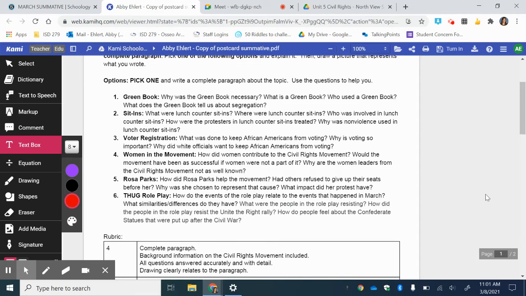Number 4 is women in the movement. So how did women contribute to the civil rights movement? Would the movement have been as successful if they were not part of it? Why are the women leaders for the civil rights movement not as well known? Number 5 is Rosa Parks. How did Rosa Parks help the movement? Had others refused to give up their seats before her? Why was she chosen to represent that cause? And what impact did her protest have?